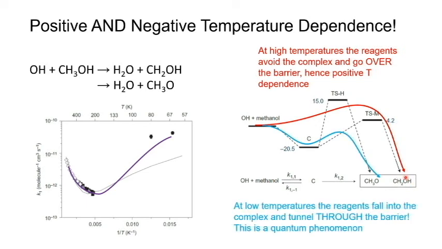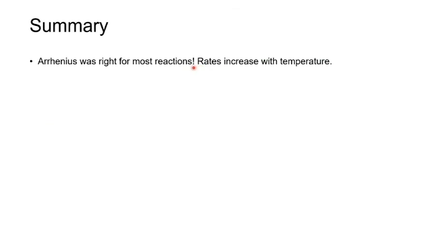However, at low temperatures, the reactants fall into this complex. They spend quite a lot of time in this complex. And what happens here is that they're now actually able to tunnel by a quantum mechanical phenomenon. They can tunnel through the barrier and come out at the different isomer. So this is a quantum phenomenon. It's one of the exciting things that you'll learn about in your first couple of years of studies here at the University of Leeds.